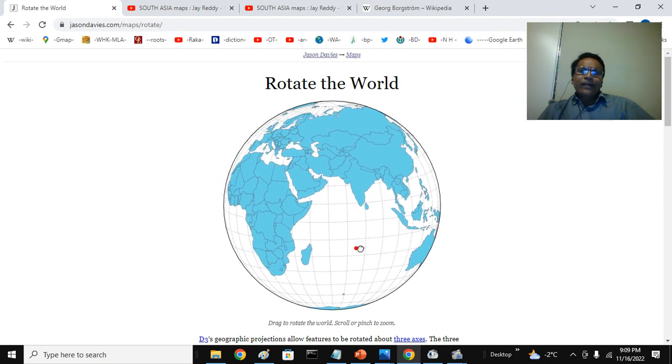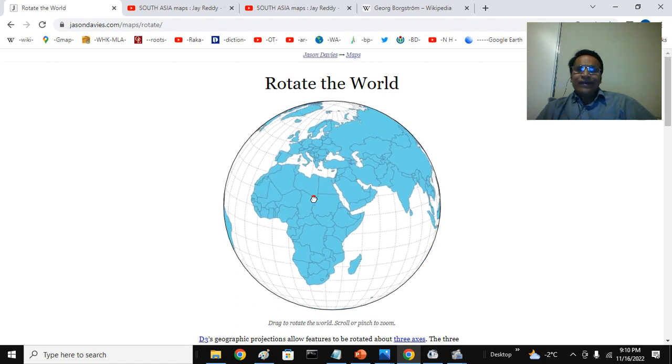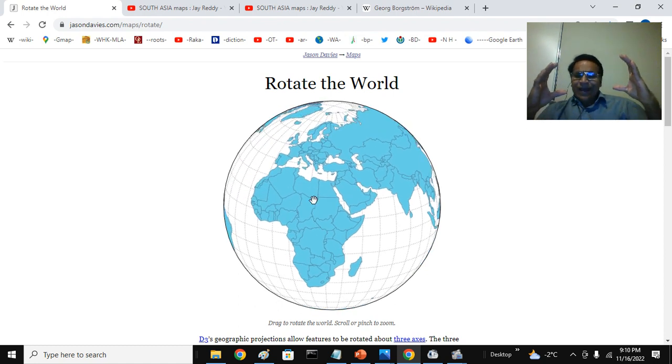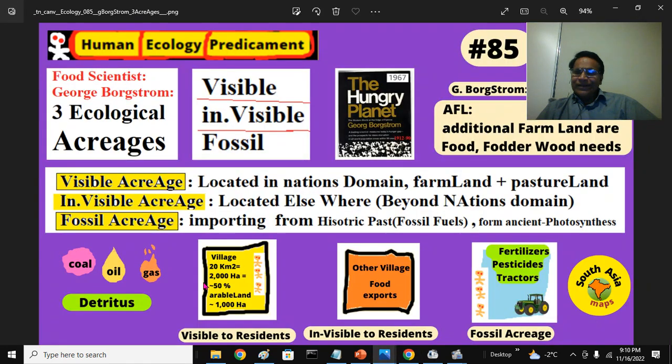Take for example another country like Pakistan, which imports a lot of oil and follows modern industrial agriculture, the green revolution. If those industrial agricultural products, pesticides, fertilizers are not coming due to oil scarcity, that means it will lose its fossil acreage. This habitat can be a small village, a district, a province, even the entire country. So that is a very, very important concept.